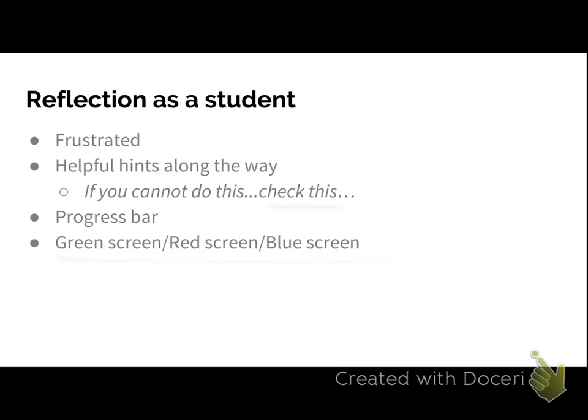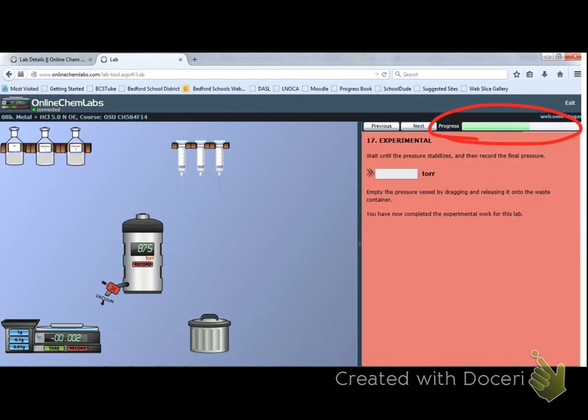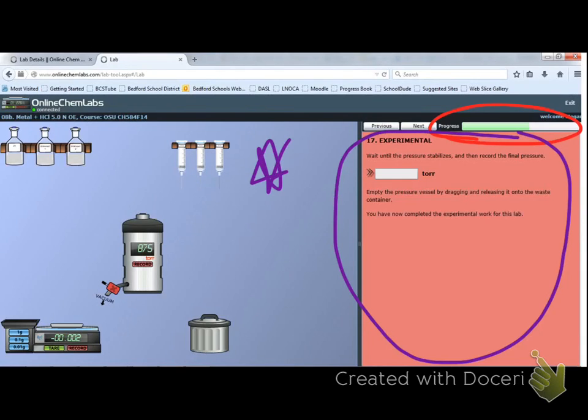And then the last thing that I found helpful, and I think students would also find helpful, is the green screen, the red screen, and the blue screen. So right here you can see that this is in a red screen. This is what I call the red screen. This is when you're actually doing an experimental part and you are going to be using the tools on this left-hand side here and manipulating and recording and doing those such things. You saw the green screen at the very, very beginning. That's the introduction. That's just kind of giving students some background information.